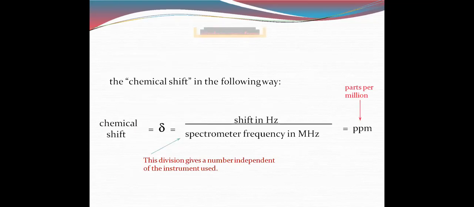Next, the chemical shift. I have discussed with you previously that the chemical shift is measured in ppm: shift in hertz divided by spectrometer frequency in megahertz. This division gives a number independent of the instrument used, because it does not depend on the instrument. Basically, we only have to determine the frequency of the instrument.